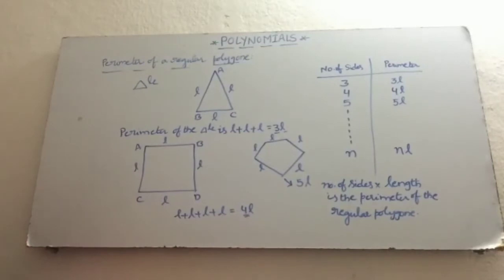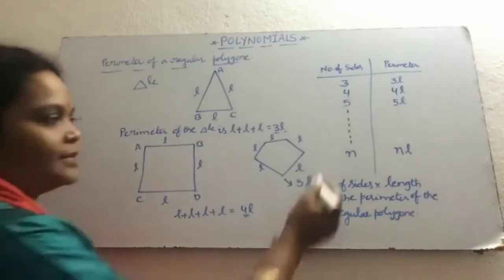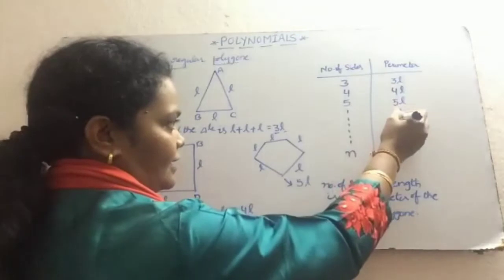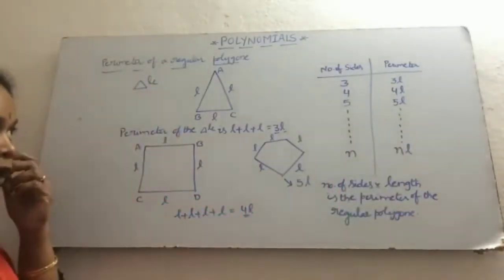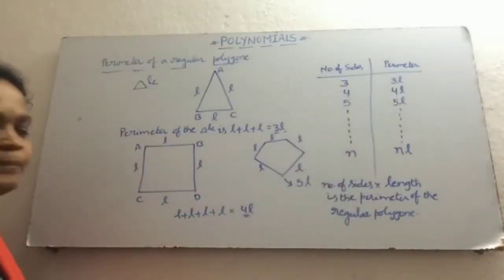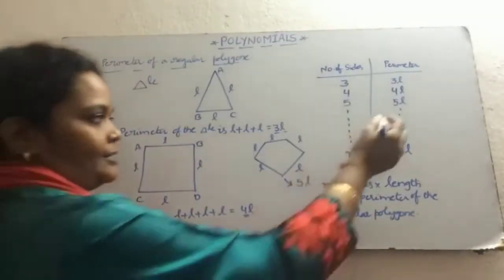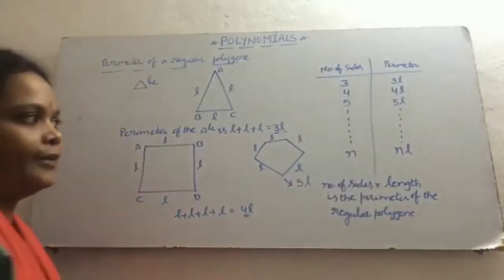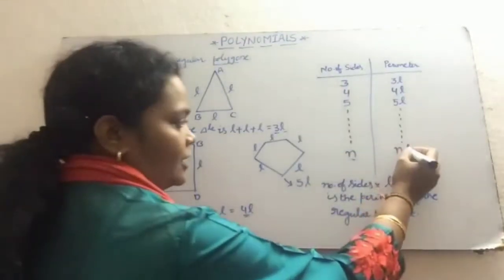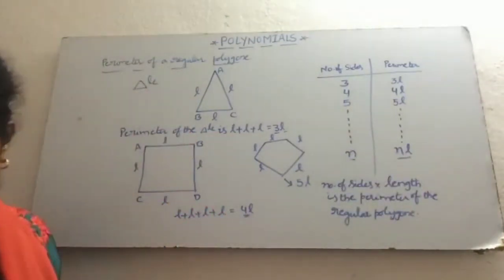So if we observe the number of sides and perimeters: when the number of sides is 3, the perimeter is 3 times its length. When the number of sides is 4, the perimeter is 4 times its length. When the number of sides is 5, the perimeter is 5 times its length, and so on. If the number of sides is n, then the perimeter of the regular polygon is n times its length.